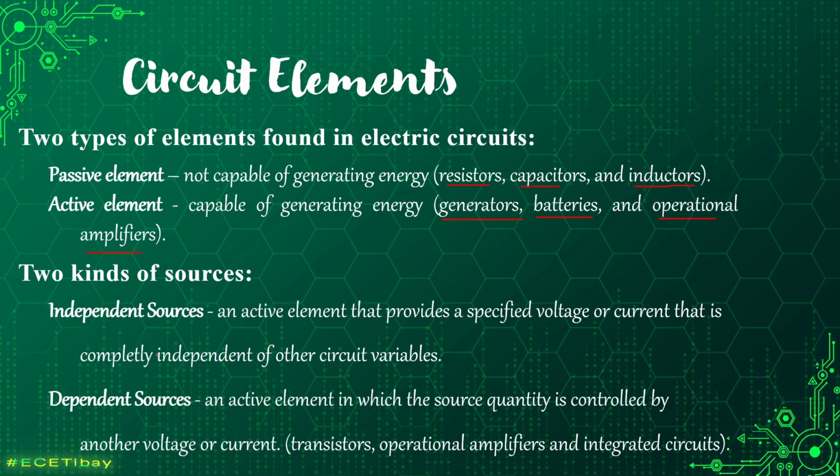While the other type of source is dependent sources. That means an active element in which the source quantity is controlled by another voltage or current, such as transistors or integrated circuits. The values of dependent sources vary depending on the condition given on that source. I'm going to explain this further later for better understanding.